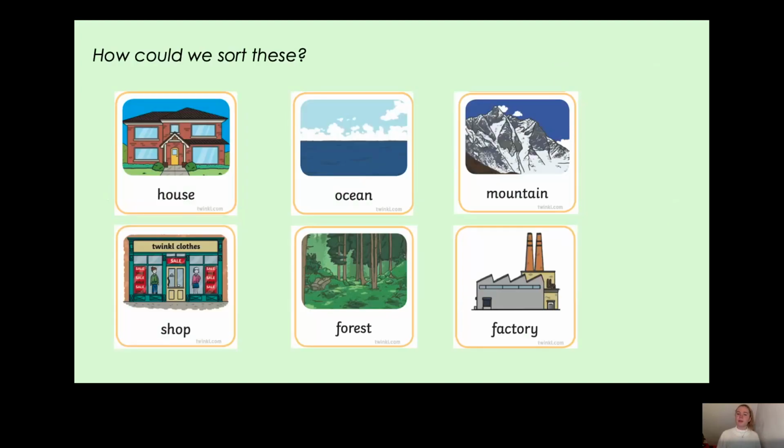Could we go back to these pictures? I've got rid of the 2 that we've just done together. Could you go back to these pictures and sort them between human features and physical features? Pause the video now and have a go.